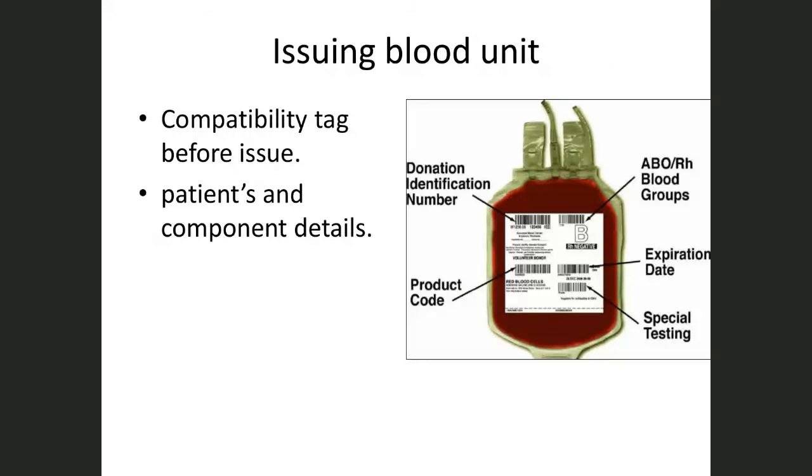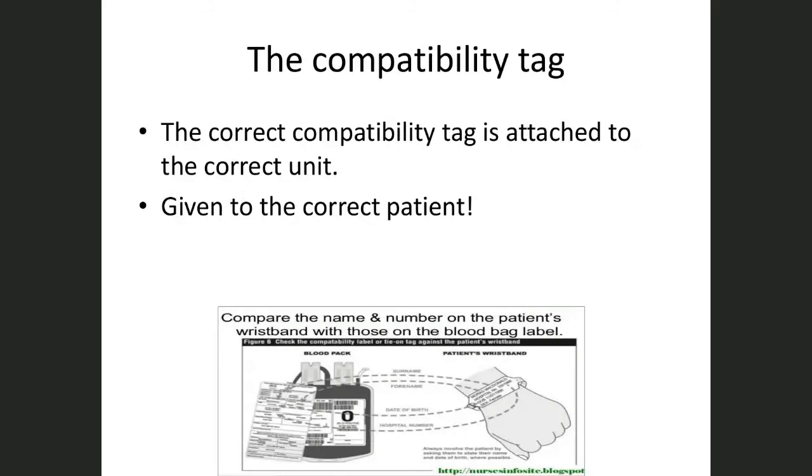Compatibility tag, we will see it. The compatibility tag is like this one, and it contains information. The label contains the information of the donor, isn't it? So here it contains the information of the donor. However, the tag contains information of what? The blood unit is the donor; the tag, what do you think? Excellent, for the patient. So it contains the information of the patient.